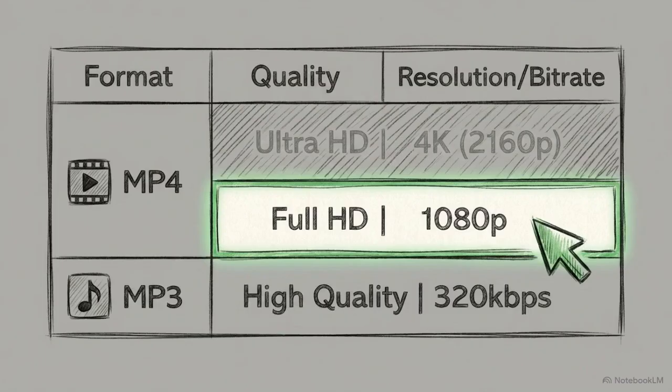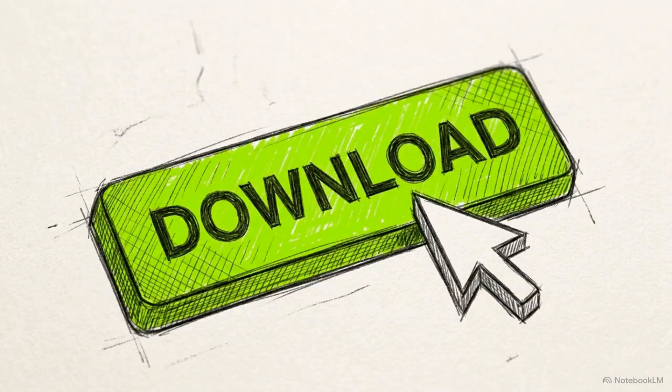After scanning, a table categorizes your options: MP4 for video and MP3 for audio. To get the best resolution, look at the top for 1080p or 4K. Note that a 1080p original upload effectively locks out any higher options. Once you select your format, click the Download button.